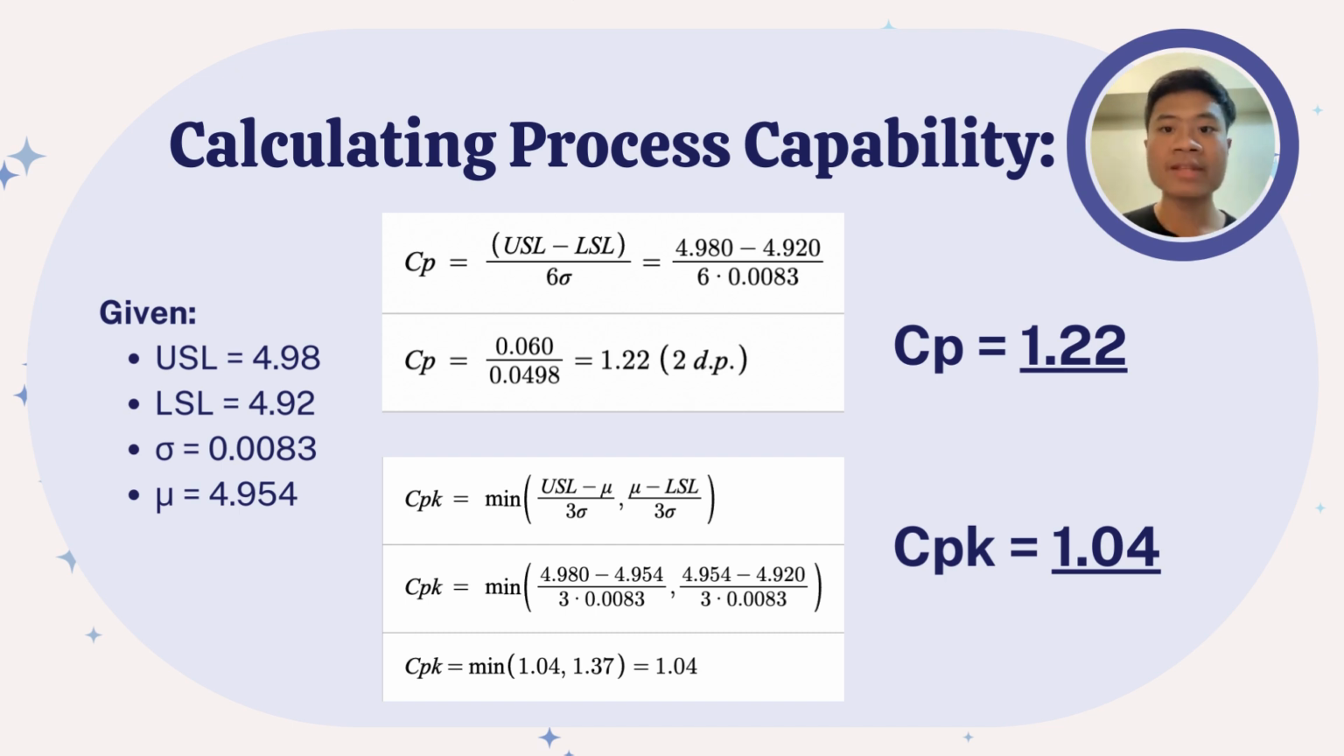We can calculate two important measures: CP, which shows whether the distribution can potentially fit inside the specification, and CPK, which shows whether the overall average is centrally located. Using the formula upper specification limit minus lower specification limit divided by 6 sigma, we get a CP of 1.22. And using the formula of CPK equals the minimum of upper specification limit minus mean divided by 3 sigma, or the mean minus lower specification limit divided by 3 sigma, then finding the lowest value, we get a CPK of 1.04.